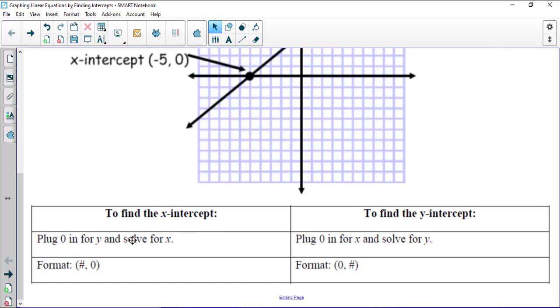To find the x-intercept, plug 0 in for y. I know that seems kind of weird, but we're going to be solving for x, and we want some number, 0, so a, 0. I use the number symbol to represent that, but we're going to have some number, 0 for the x-intercept. In order to find the y-intercept, you plug 0 in for x, and then you solve for y. So the format of that is going to be 0, some number, or 0, b.